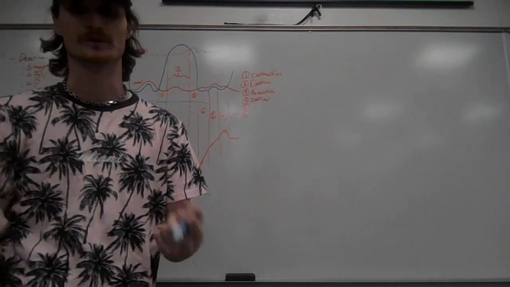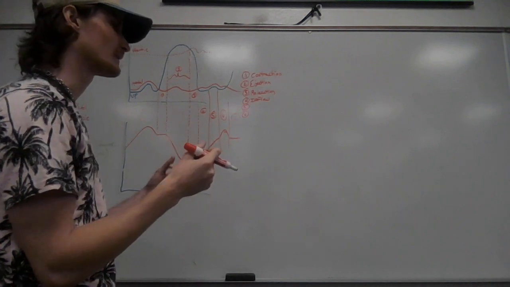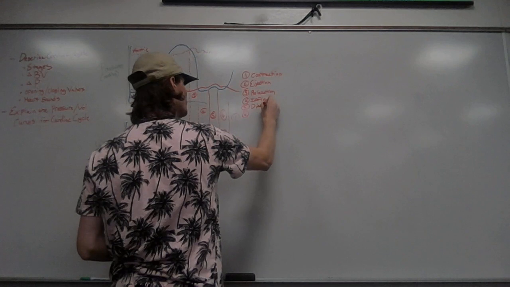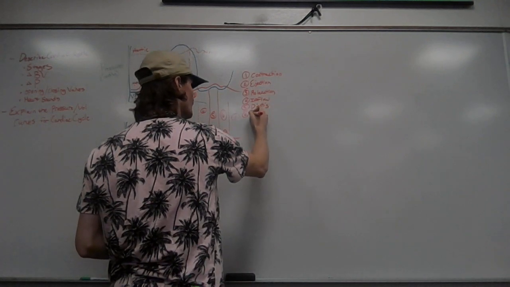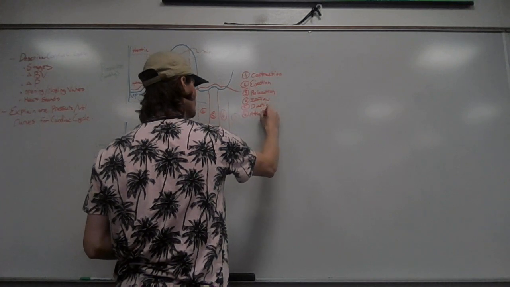And I also am really bad at pronouncing some of these things, so bear with me. But number 5, if I remember correctly, is like diastasis. And then number 6 is atrial systole.